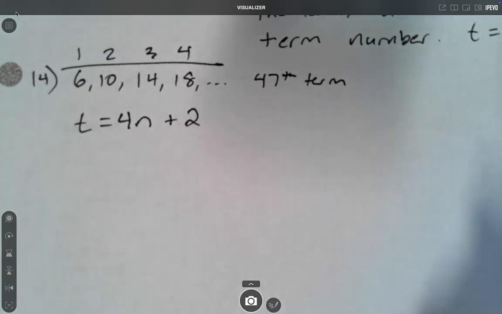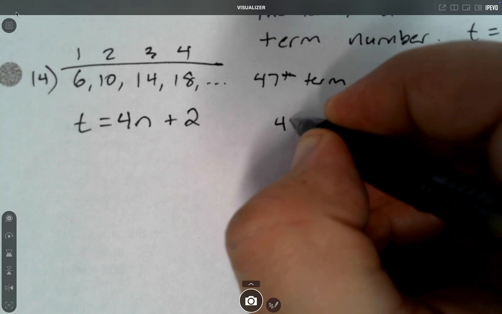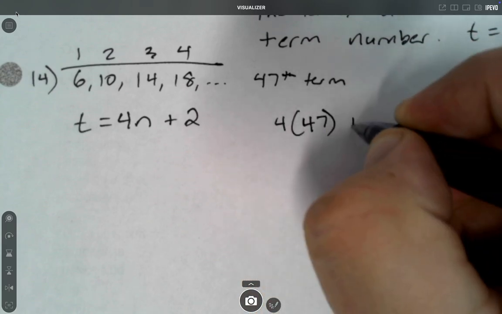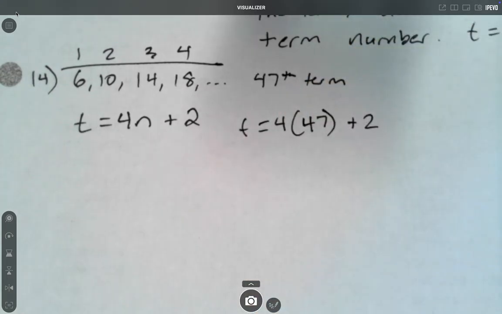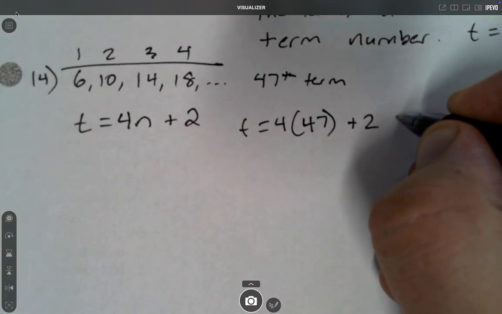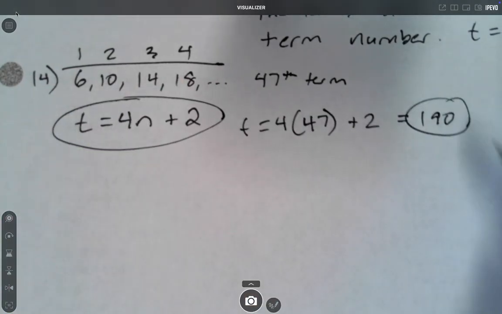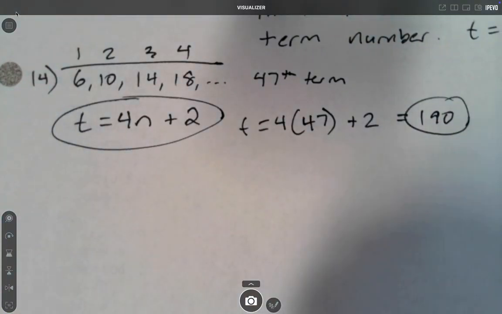So we have the right equation, and they want us to find the 47th term. So to do that, we plug in 47 for n. And when you do 4 times 47, you get 188. Then plus 2 is 190. So there's the equation, and there's the 47th term.